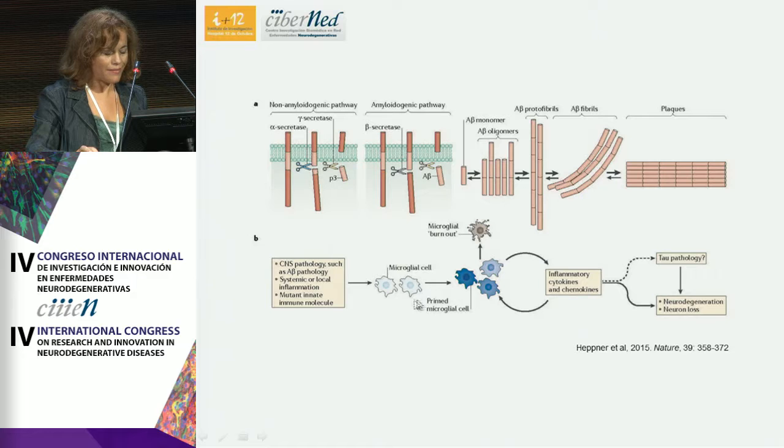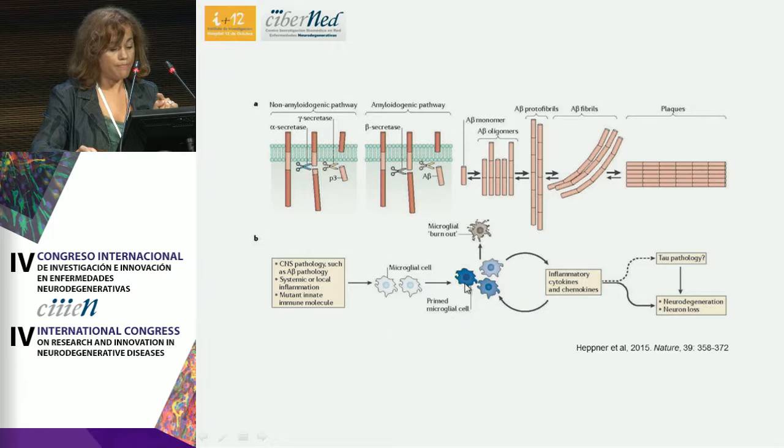The activation of these microglial cells involves an increase in the secretion of more inflammatory cytokines and chemokines, and then it may induce a vicious circle affecting other surrounding cells, astrocytes, neurons, leading to neurodegeneration and neuron loss.